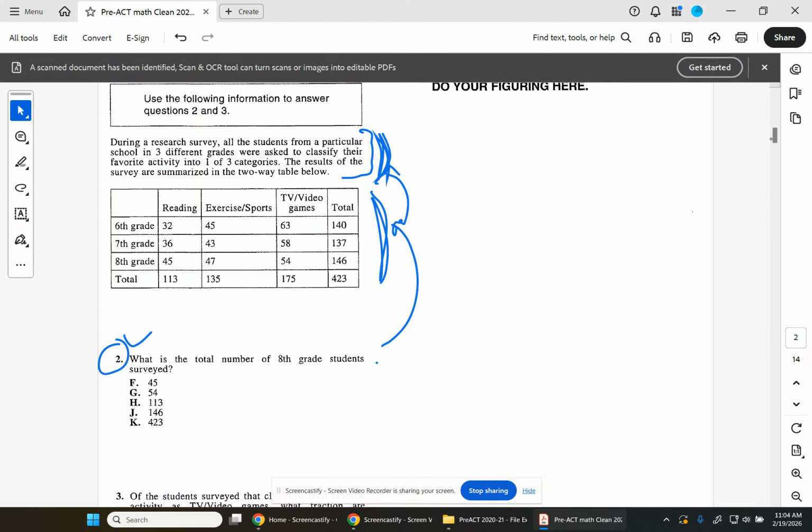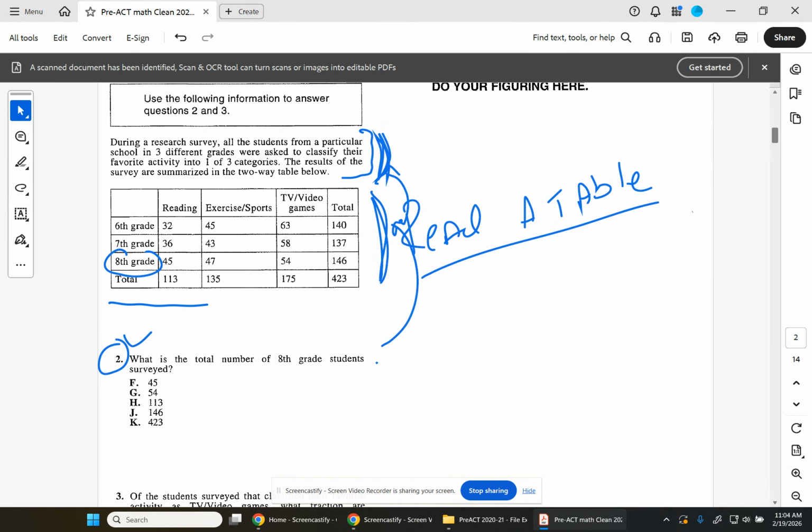Okay. So what is the total number of 8th grade students surveyed? So there's my 8th graders. They had a survey, a particular school, and there are 3 categories. The results of the survey are summarized in the two-way table below. So this is basically your ability to read a table, read a chart. That's all this is. Can you read a chart? In this case, it looks like they want me to go left to right. Cool. So they had 45 that liked reading, exercise, sports was 47, and 54 in TV. That's 146. So the answer there is J. That's it. Don't make it harder than it needs to be.